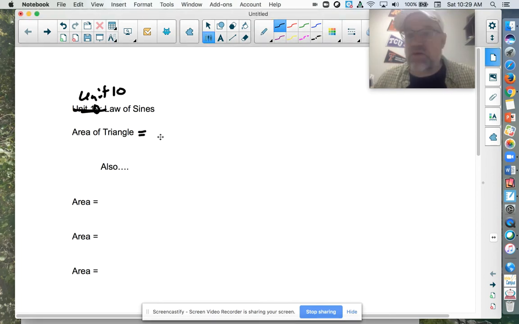So we all know that the area of a triangle, this is true, and it always has been, is 1/2 base times height. But we can also use another formula if I don't have this information.